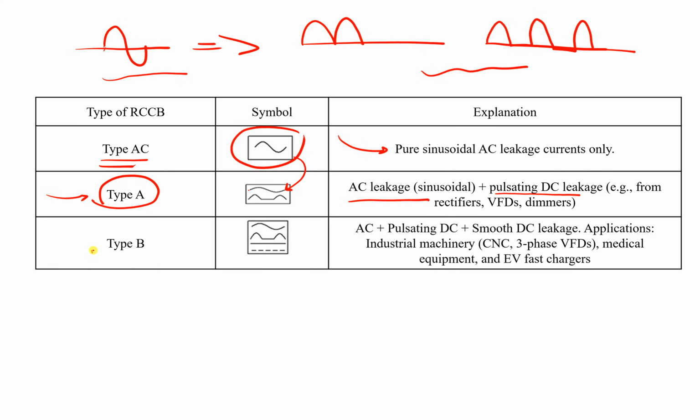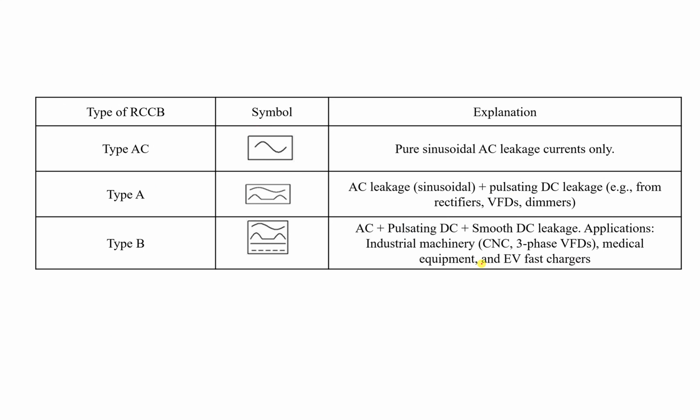Now type B is used for this and the pure DC. So you can see AC, pulsating DC, or a smooth DC leakage like this one here. This one is used in industrial machinery, medical equipment, electric vehicles, fast chargers, and so on. So these are the different types or symbols which you can see on the circuit breakers.